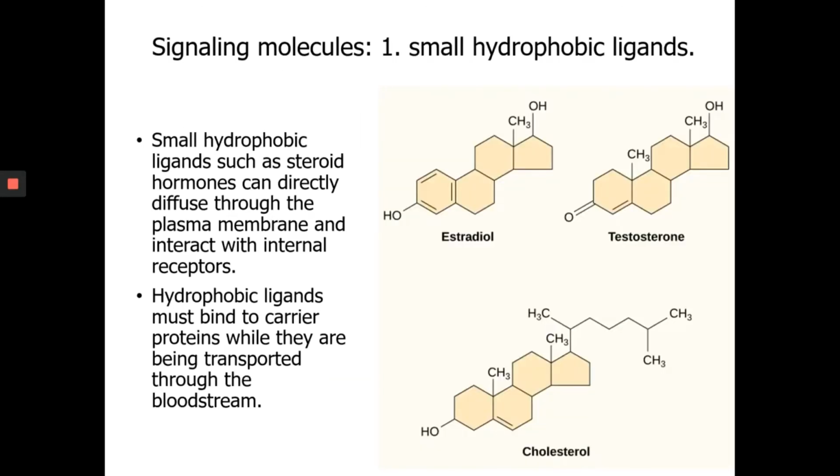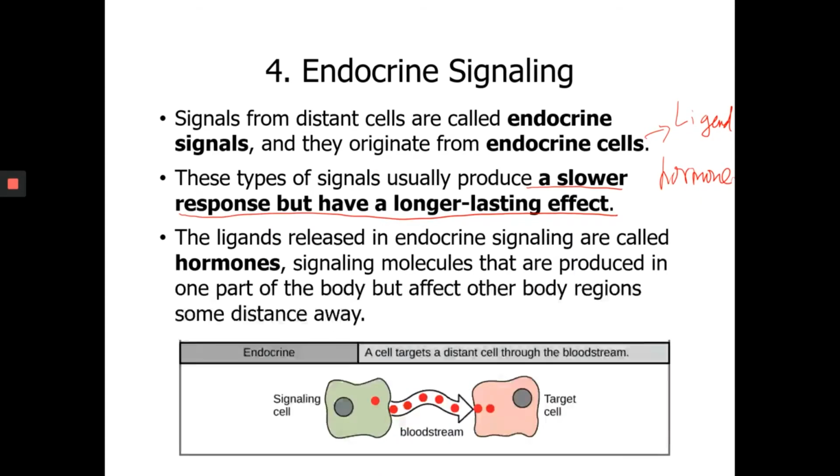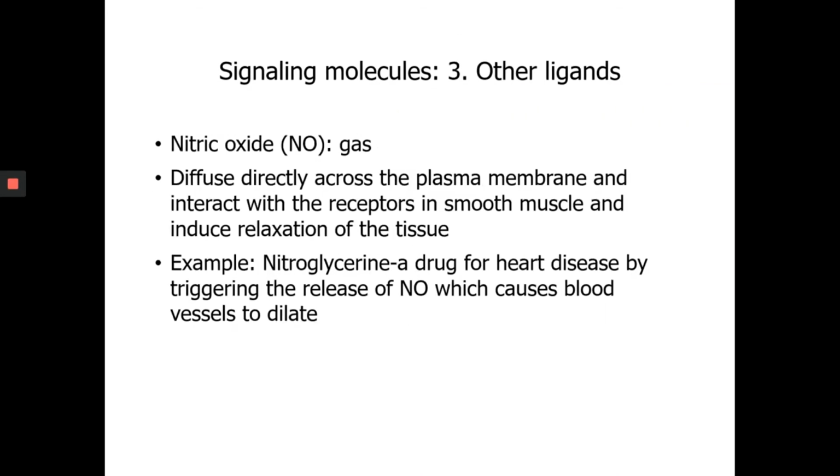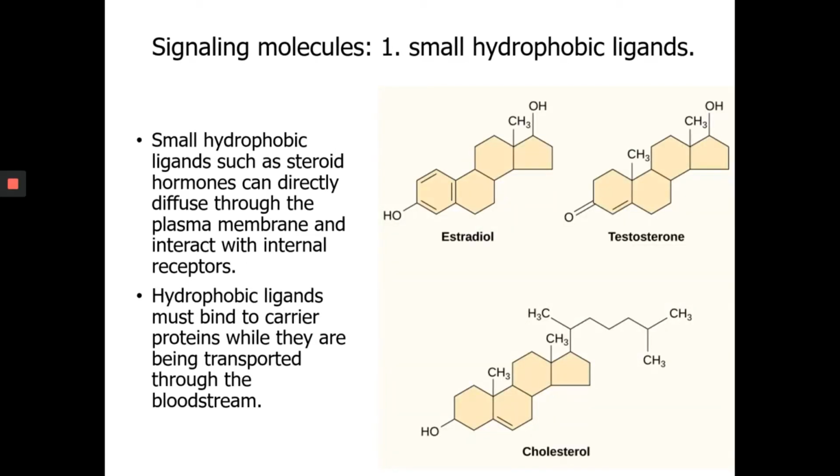Okay. All right, now those are different forms of cell signaling. So now let's take a closer look at the signaling molecules, the ligands. All right, so we are going to cover 3 types of ligands. The first one is a small hydrophobic ligand.